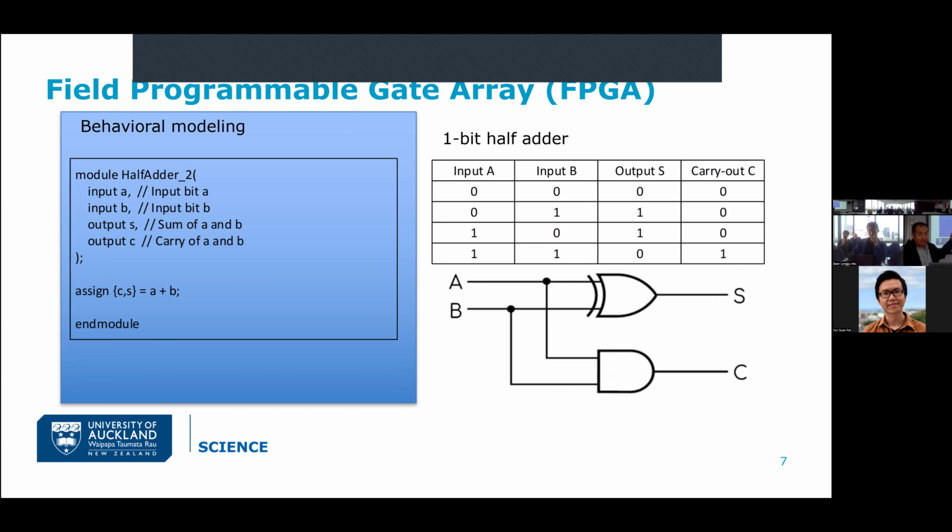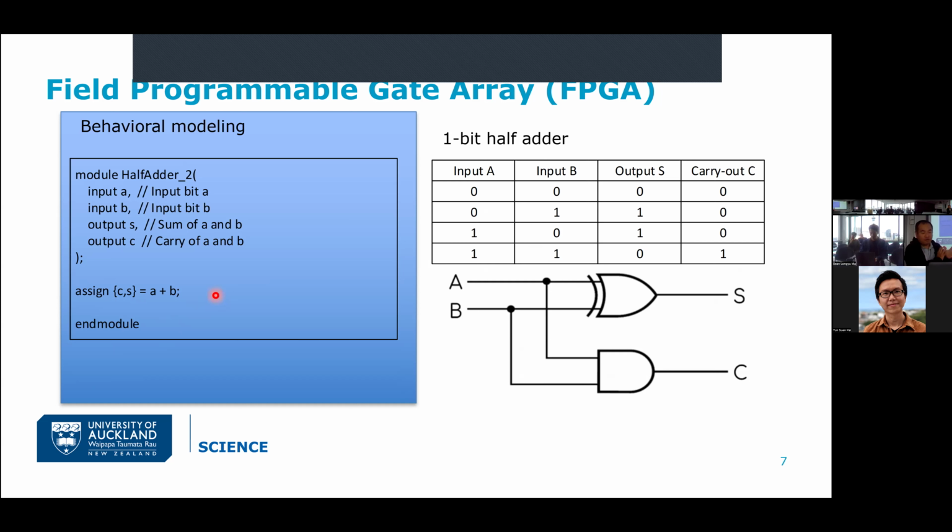So in this slide, we have another way to do this programming: behavioral modeling. We describe what we want. Here, in the example, we want to design a one-bit half adder, so we write an equation directly, in which we have one addition operation for A and B, with the carry bit C, and S for the sum. So just one line of code, much easier than before.